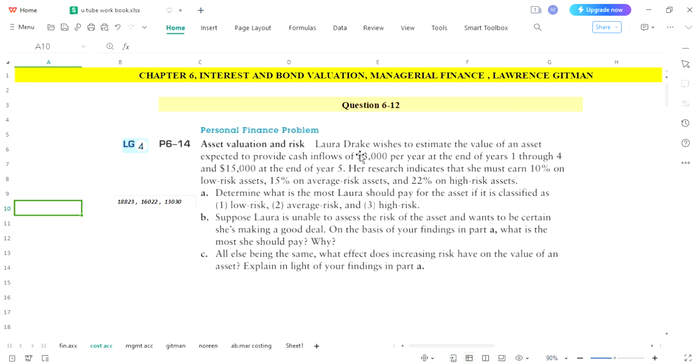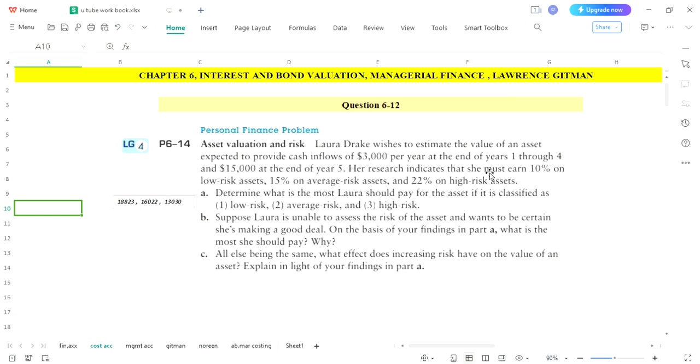So Laura Drake wishes to estimate the value of an asset expected to provide cash flows. What does that mean? She is buying an asset and due to that asset she is getting some financial benefits. So these are inflows, cash inflow, and it means cash is coming in, 3,000 per year. It's her income. At the end of year 1 to 4, she is earning 3,000, and at the end of fifth year she is earning 15,000.